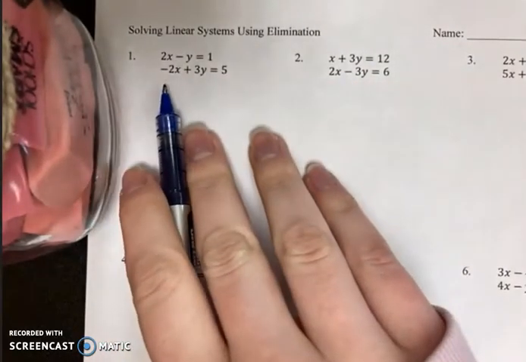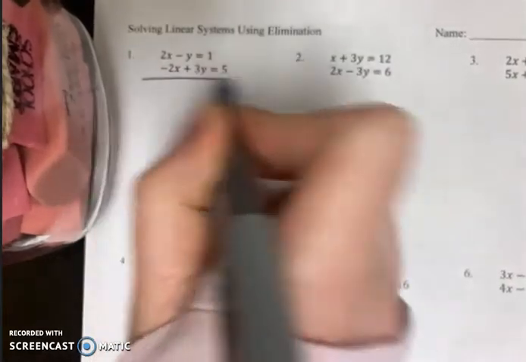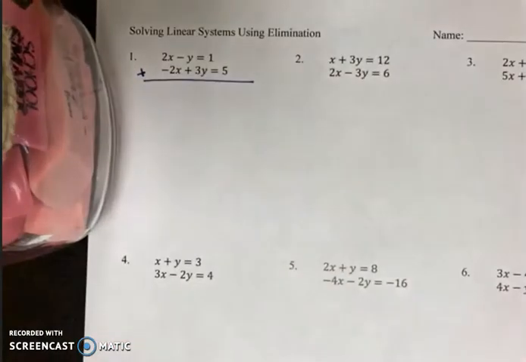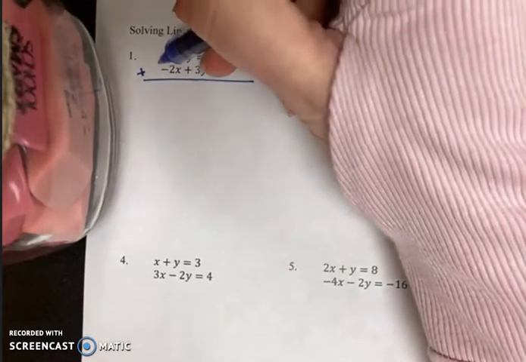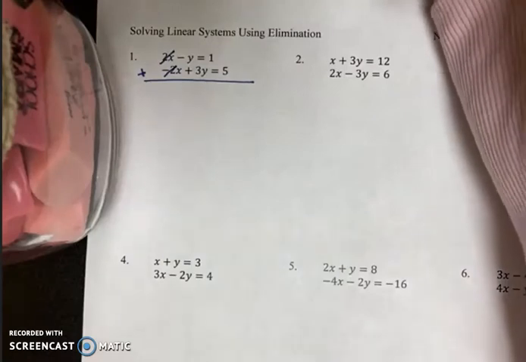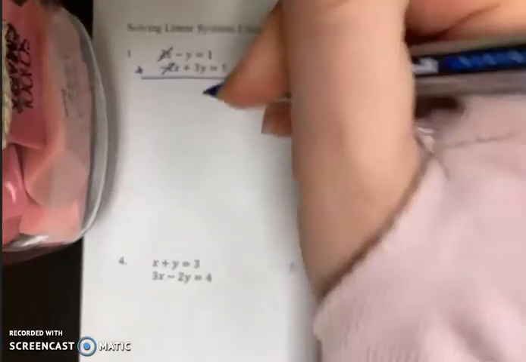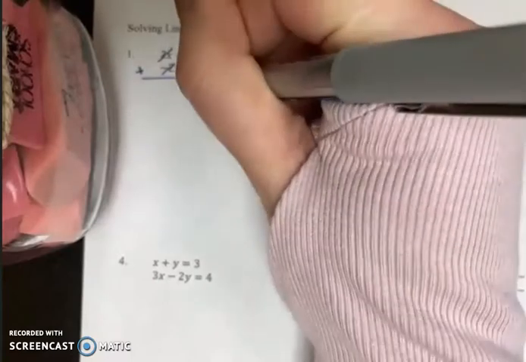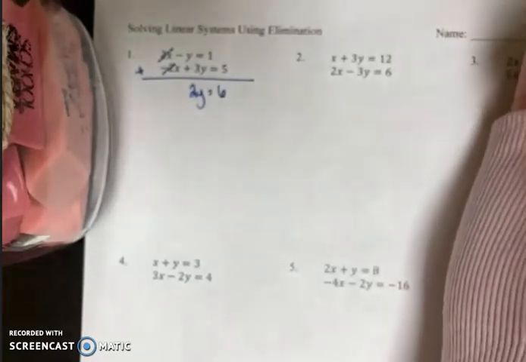For number one, let's say I wanted to cancel out one of the variables. We're going to be adding the systems together each time. If I take a look at the x or the y, you can see that if I'm adding the two systems together, the two x's already cancel out because 2x minus 2x is 0x. So it makes sense to go ahead and cancel out the two x's. And then negative y plus 3y is 2y equals 1 plus 5, which is 6.